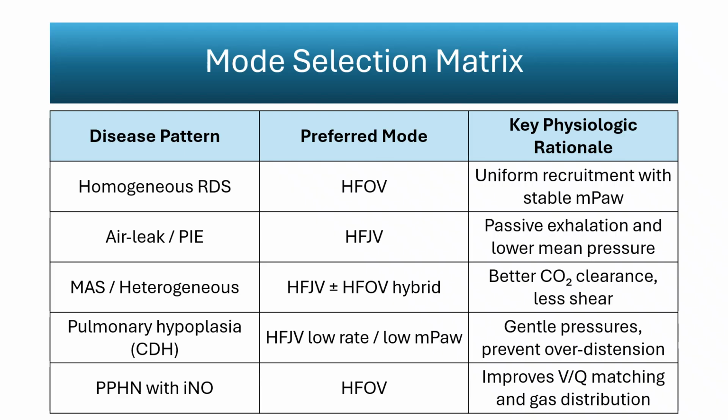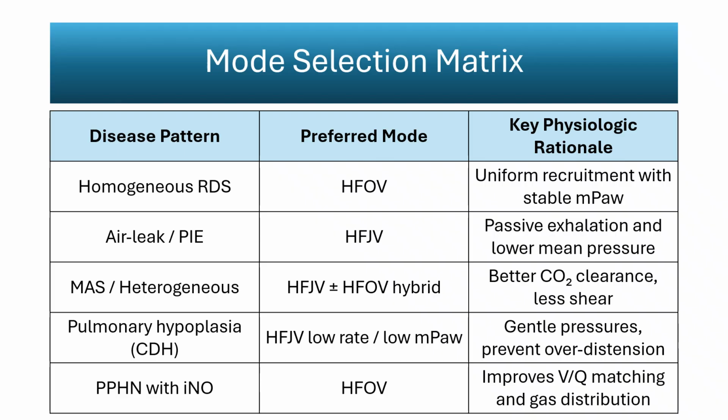HFOV works best for homogeneous lungs where overdistension and leak risk are low, such as respiratory distress syndrome or diffuse atelectasis. It also stabilizes oxygenation in infants with pulmonary hypertension once the lung is recruited and nitric oxide therapy is underway. HFJV is better suited for heterogeneous or leak-prone lungs. Its brief, high-velocity pulses ventilate efficiently at low mean pressure, reducing the risk of further leak in pulmonary interstitial emphysema, meconium aspiration, or air-trapping syndromes.